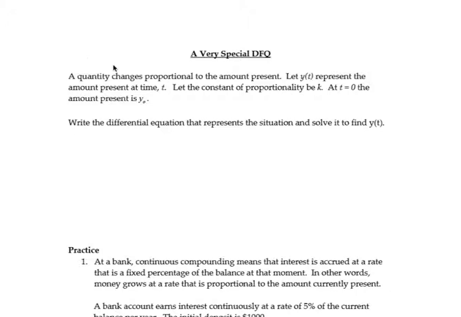A quantity, wait, I have to select a pen. Sorry, one second. Pause.